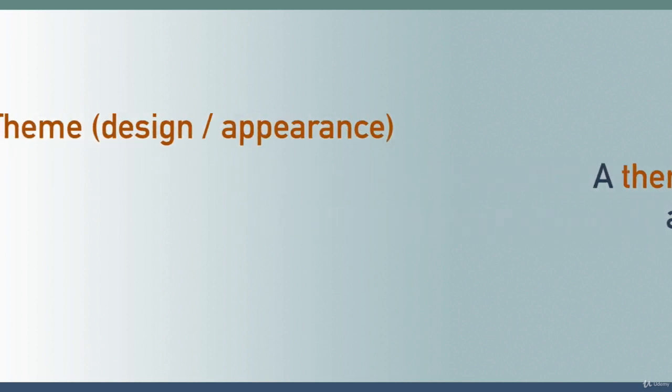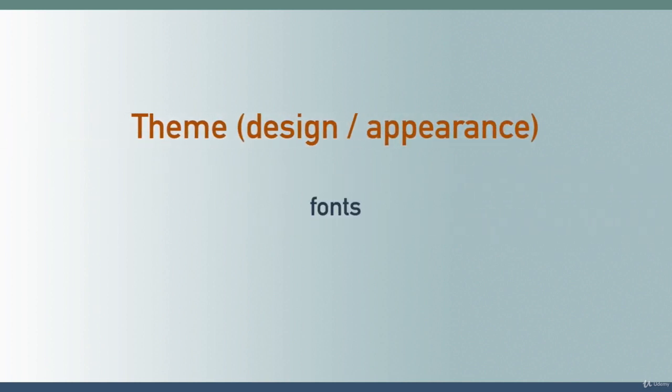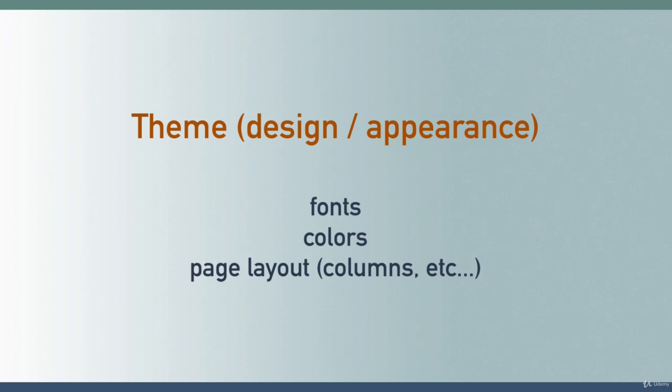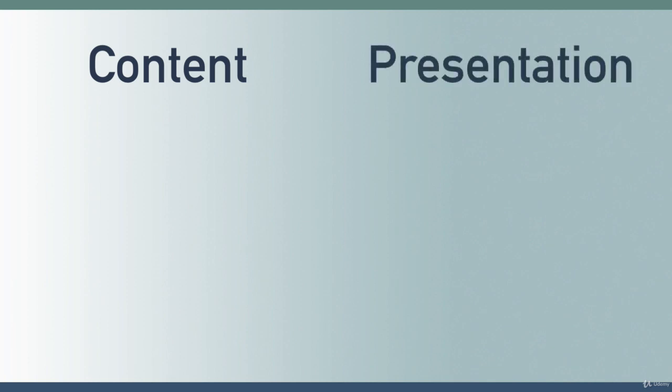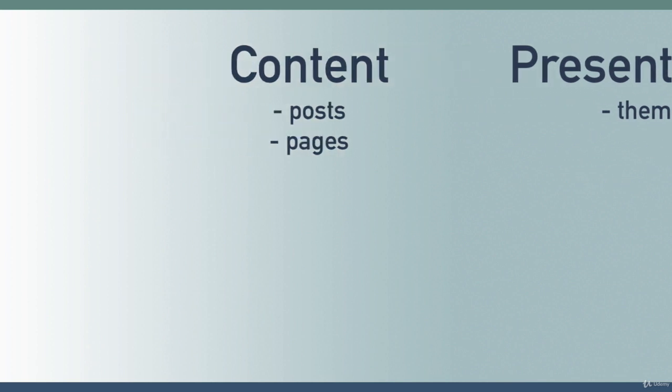So a theme is what controls things like the fonts being used, the colors being used, and the page layout, right? So how many columns there are, things like that. So big picture, when we think of our website, let's think of two main concepts: content and presentation or appearance. Now the posts and pages we create, those control the actual content of the website, and the theme controls the appearance or the design. Alright, that's enough talking.